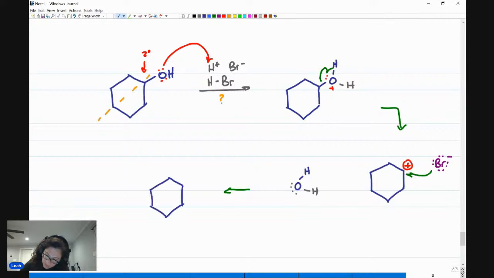So this particular case was an SN1 reaction. And the reason I know it was an SN1 reaction was very simple. That right there is my carbocation intermediate. If I have a carbocation intermediate, there is no possibility for SN2. It has to be SN1.